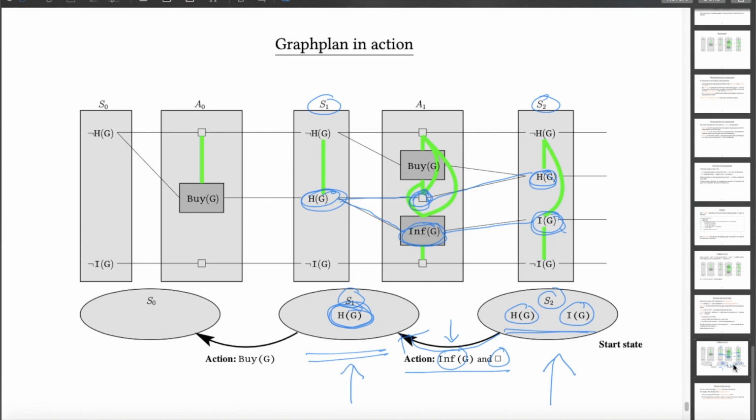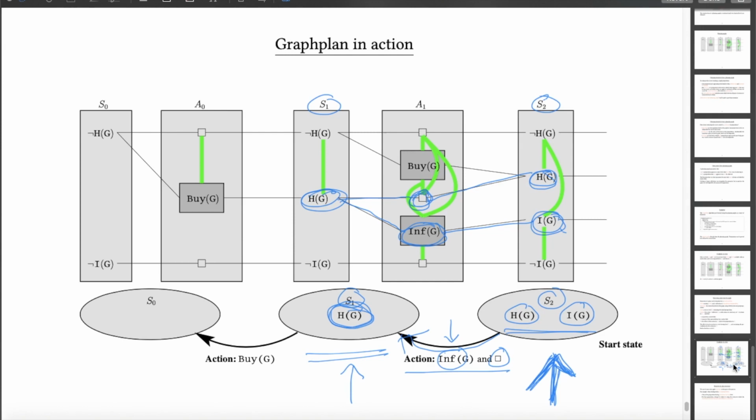In a real and more interesting problem, from this start state, there may be multiple ways of choosing some actions at level A1 that don't have mutexes, that don't have mutex preconditions, and that achieve the propositions in the start state. And so we have a search graph or a search tree instead of the case here, which is very constrained and linear.